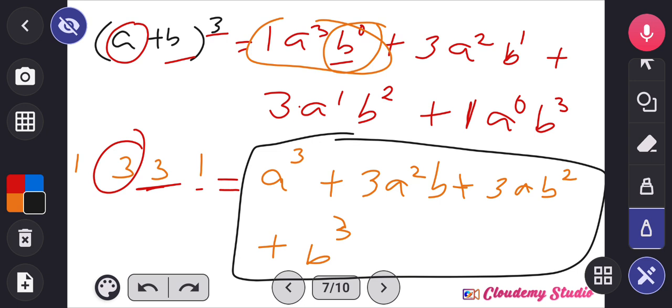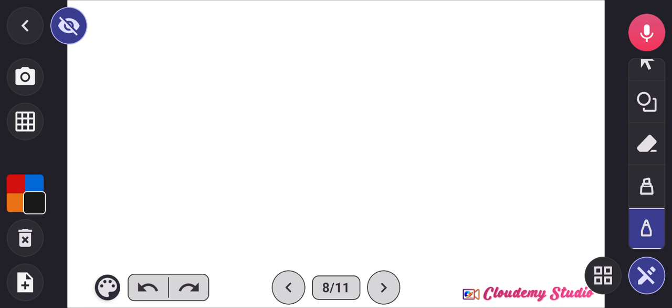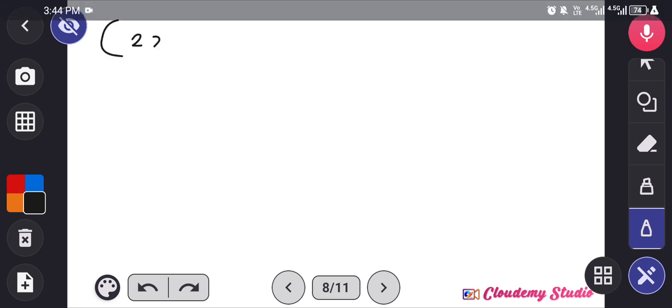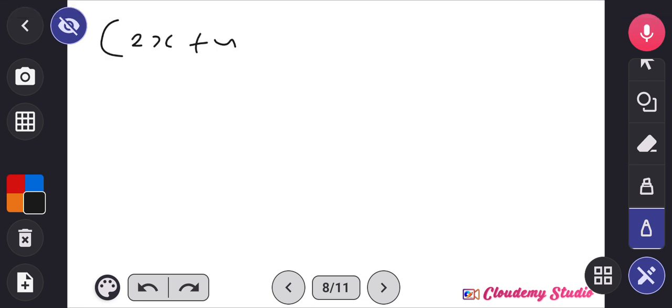You understand? And you can actually try this one out. You can do A plus B raised to the power of 4. You understand? Now, let us do a particular question here. Let us say we have a question like 2x plus y raised to the power of 3. Now, what you have to understand is that this 2x that is here, all of them represent what?